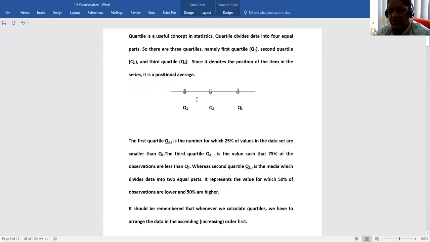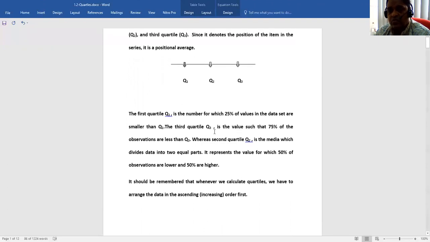So what is the meaning of quartile 1? For quartile 1 we get some number for which 25% of the data is less than quartile 1, or 75% of the values are more than quartile 1.